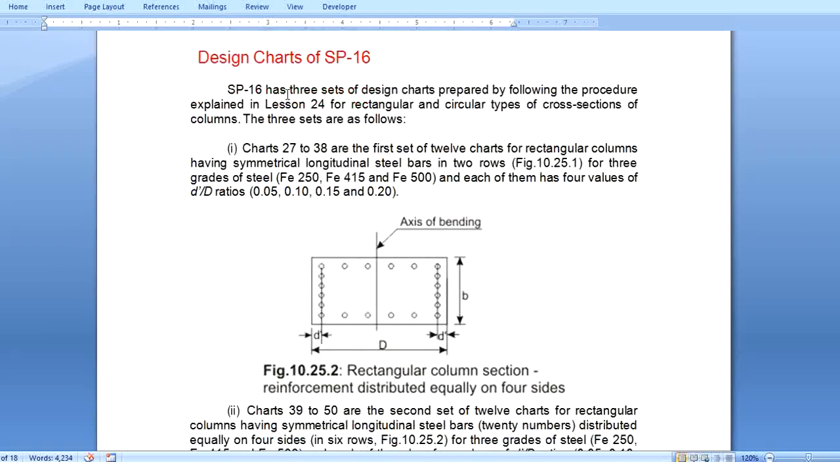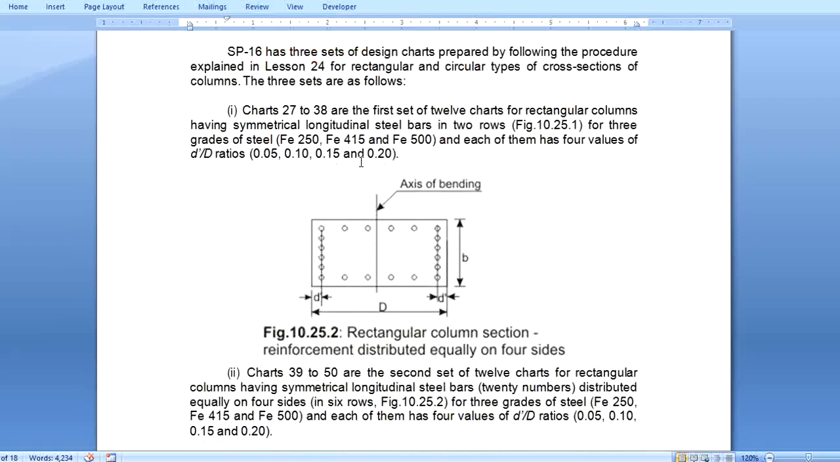So SP16 has three sets of design charts. This is very important. Three sets of design charts prepared by following the procedure explained in... So the procedure I have already explained, how we arrive at that particular design chart and all. So chart numbers 27 to 38.